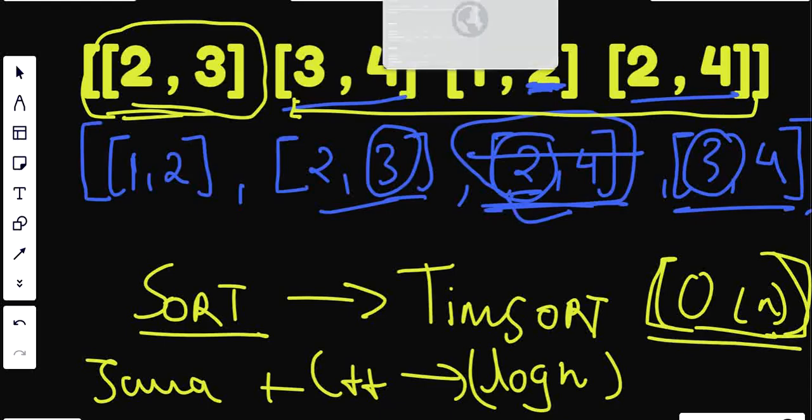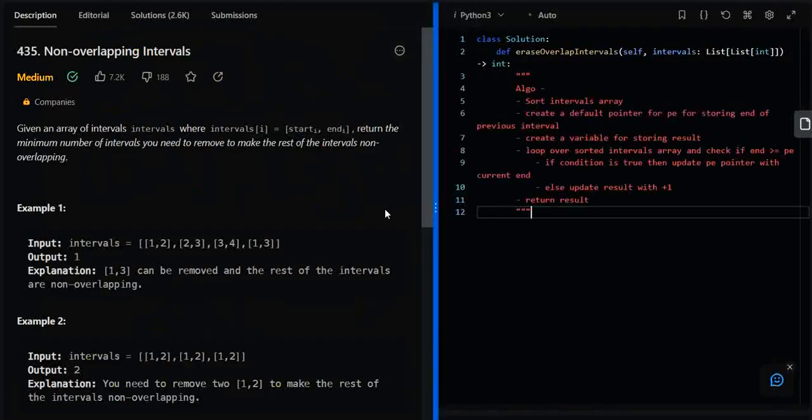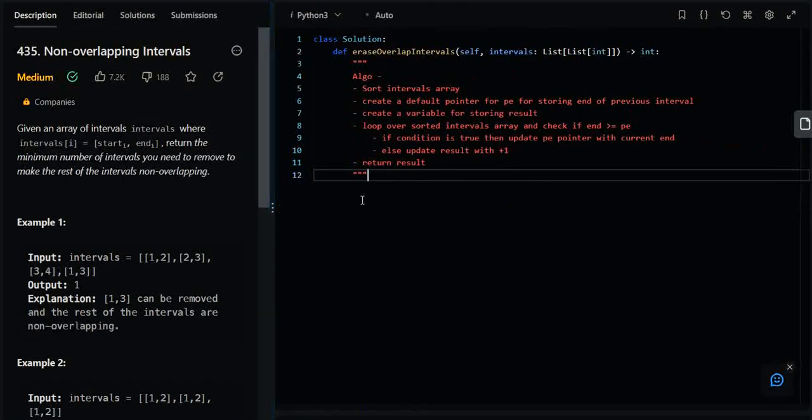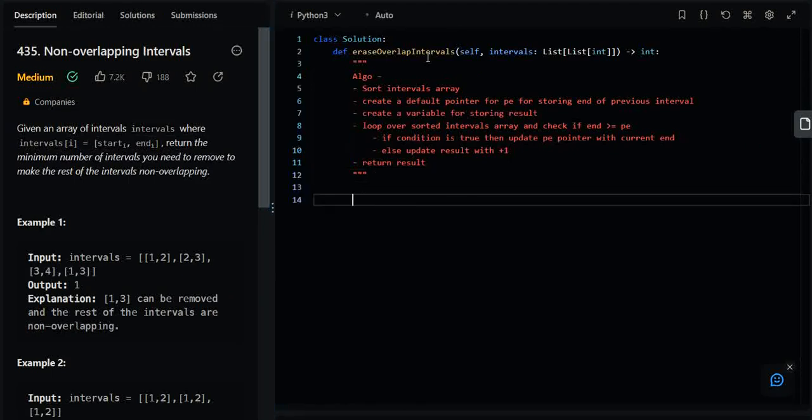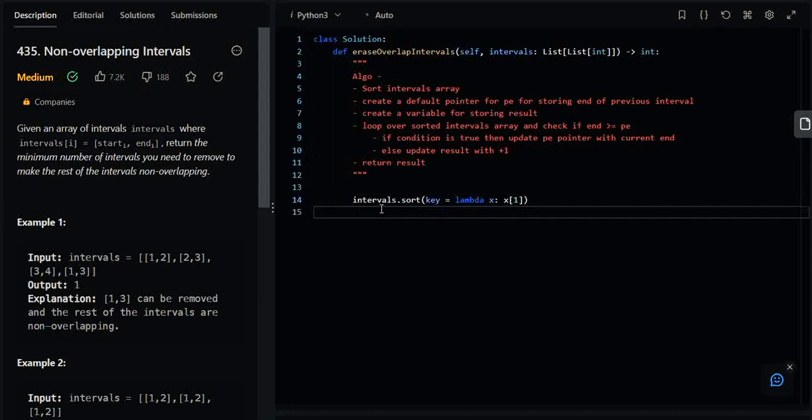So now let's code this solution. So I already wrote the algorithm because that will make it easier for us to code the solution. So as our algorithm says, firstly sort the intervals array. So let's just sort it by writing intervals dot sort. What we discussed in the explanation, that we will be using the second value, that is the ending of all the intervals, right? So this is how we are going to sort our array.